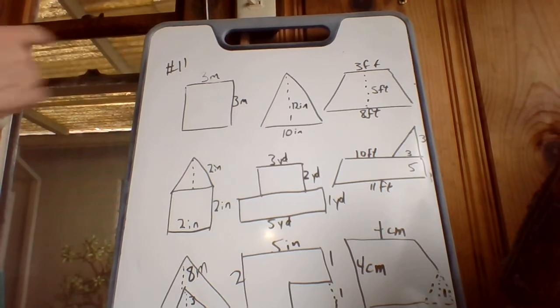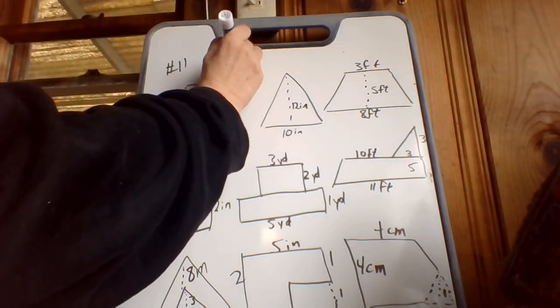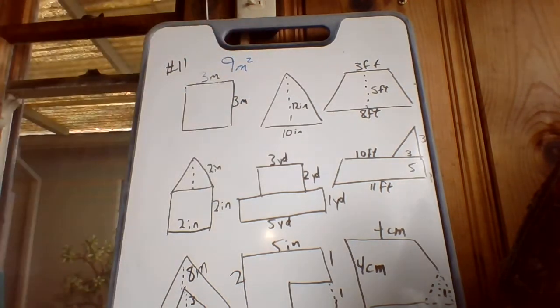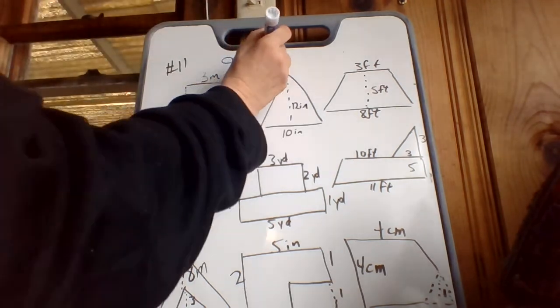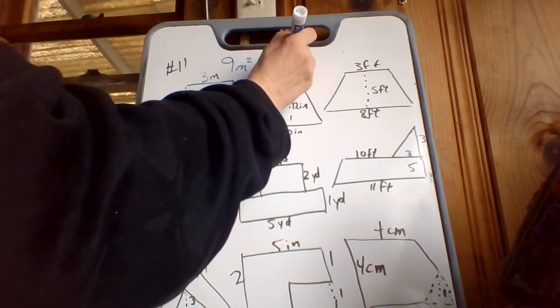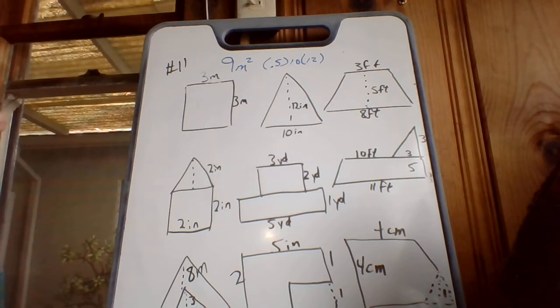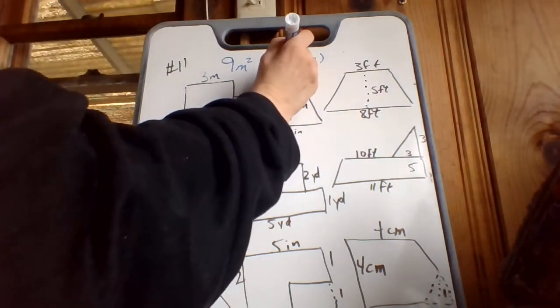Okay, so the area of a square is side times side. So that would be 3 times 3, that's 9. And you're supposed to write the units meters squared. Then the area of a triangle is 1/2 base times height. But I never want to use 1/2. It's too hard to put in my calculator. So I would go with 0.5 times 10 times 12. So that's like 60.